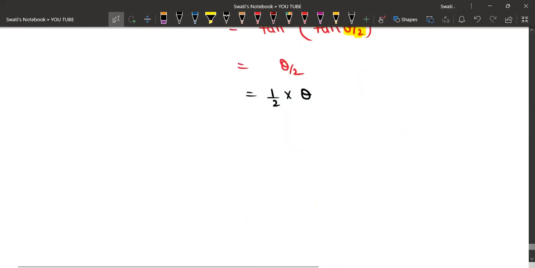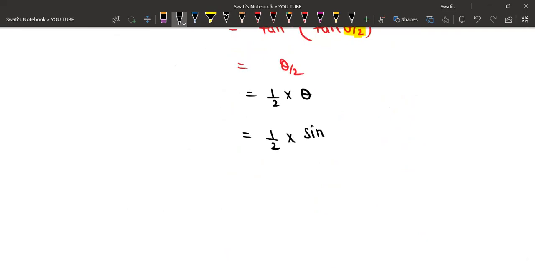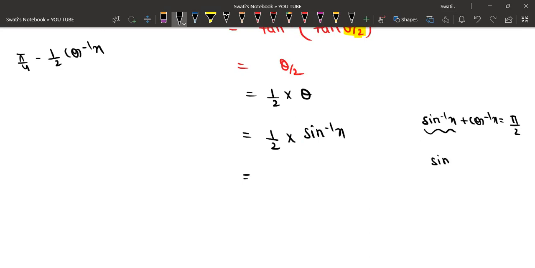So this is half into, at the place of theta, I can write down just sine inverse x. But still we have not reached the RHS, because on the RHS we had this expression, pi by 4 minus half cos inverse x. We have not reached this. We can reach this. This is very simple. We know that there is a formula, and that is sine inverse x plus cos inverse x is pi by 2. So from here, the value of sine inverse x will become pi by 2 minus cos inverse x, right?